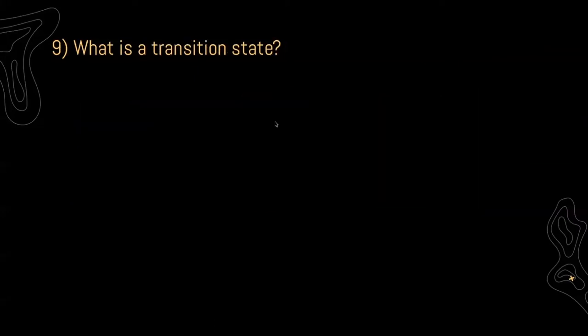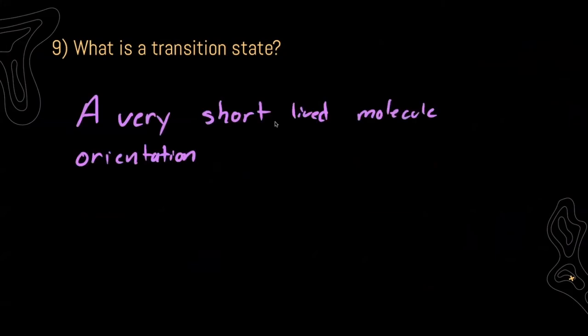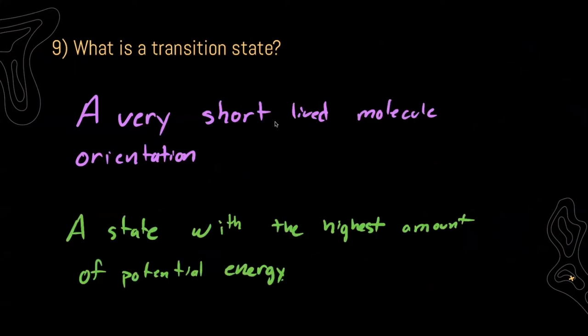9 asks what a transition state is. And simply put, it's a very short-lived molecule orientation. And these transition states usually have the highest amount of potential energy. Looking at an energy versus time graph, our transition state would be at the very, very peak.